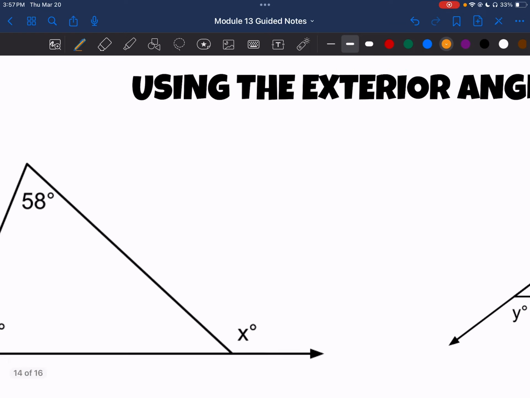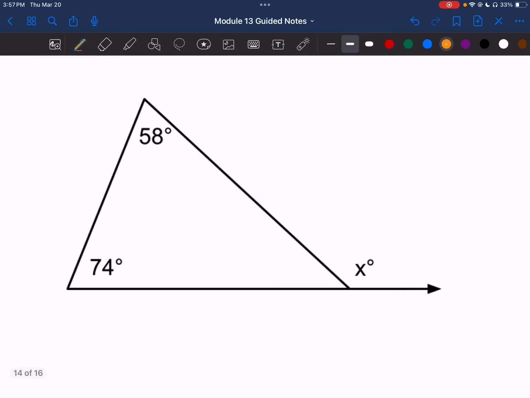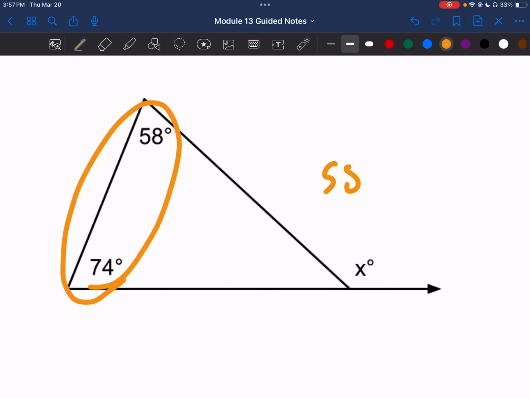All right, so let's take a look at the first two on this page. So we've got 58 and 74. These are our two remote interior angles, and we're trying to find what x is. So we're going to do 58 plus 74, and that's going to equal 132 degrees.